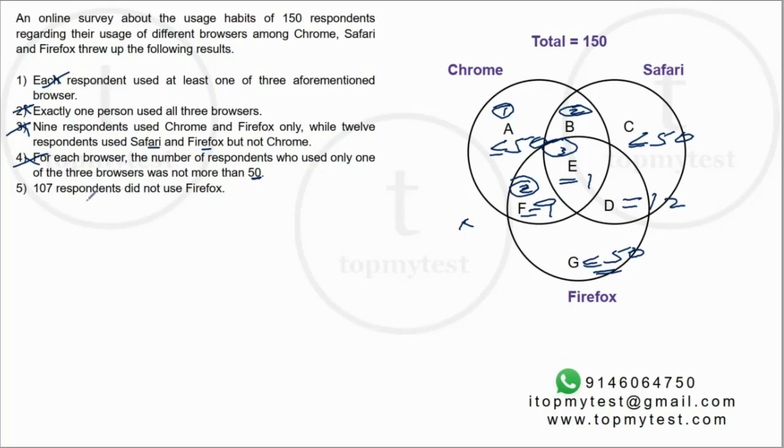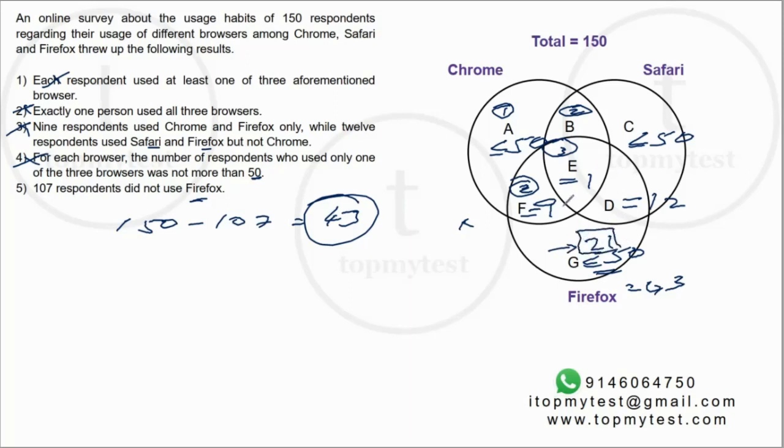And the last one, 107 respondents did not use Firefox. So 107 did not use Firefox, which means the balance, 150 minus 107, which is 43, used Firefox. Firefox will be 43. Now under Firefox, I already know 9 plus 1, 10, 10 plus 12, 22. So G, the region G, should be 21.